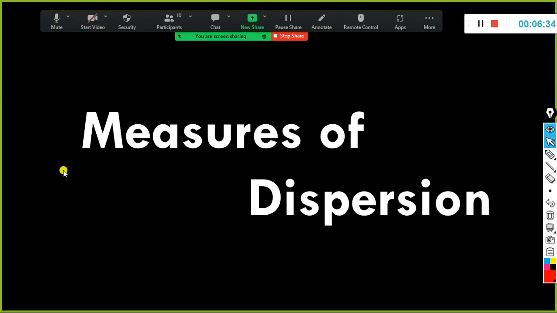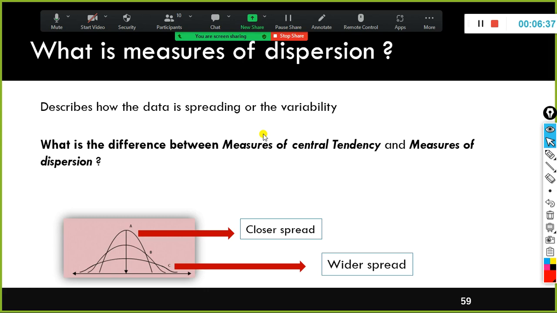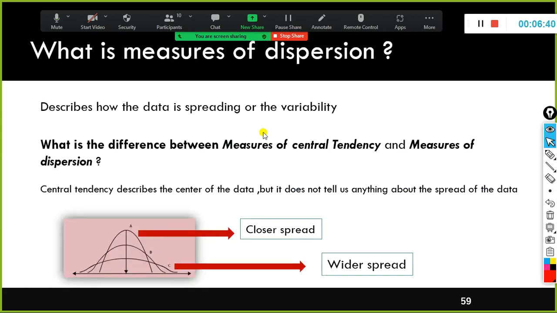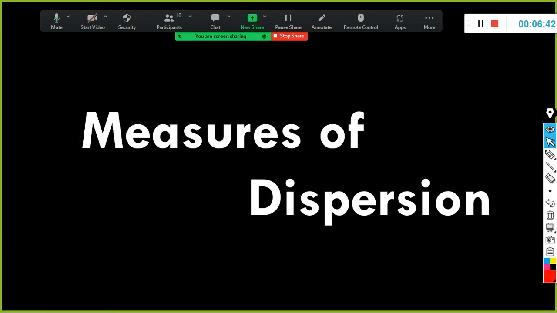I'll just walk you through it quickly. If somebody asks you what the difference is between measures of central tendency and measures of dispersion, how will you answer it? As per the measures of central tendency, we are very particular about the central location of the data: the mean, median, mode. It's all central location, but it is not helpful to tell us anything about the spread of the data.